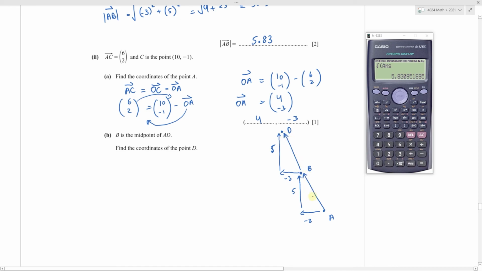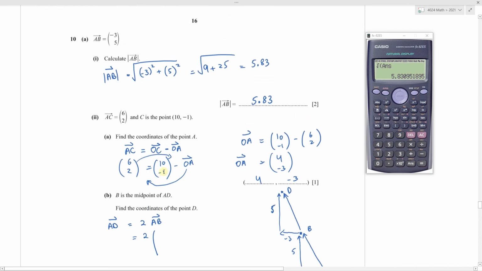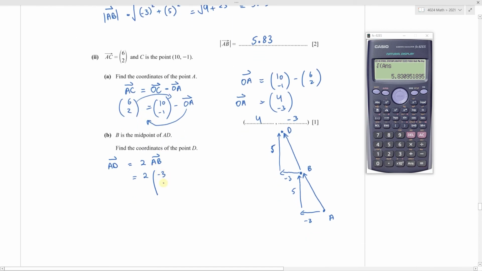Because B is the midpoint, whatever distance is AB, I will go another distance of the same length to get to point D. So basically, my vector AD is given by 2 times the vector AB, because B is the midpoint of vector AD. So what's AD? 2 times AB, minus 3 and 5, so this is minus 6 and 10. So now you know the vector AD.